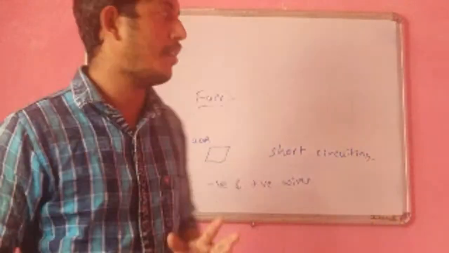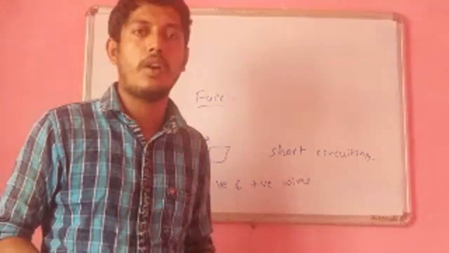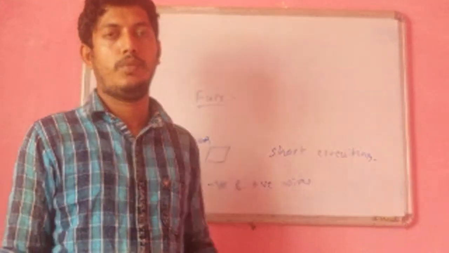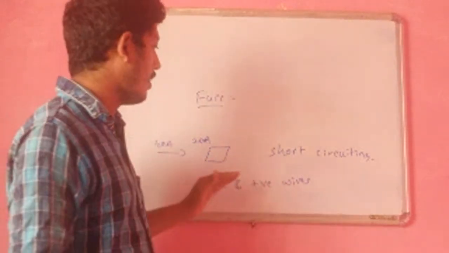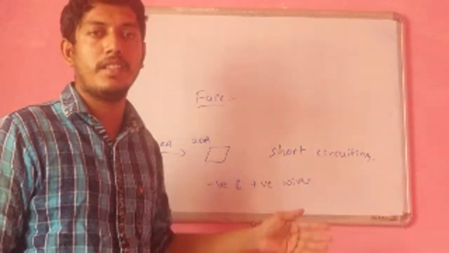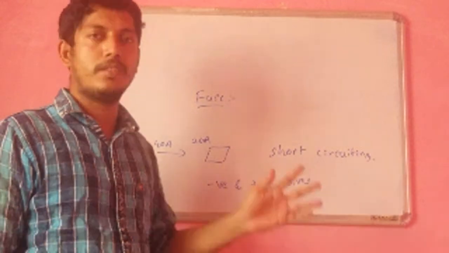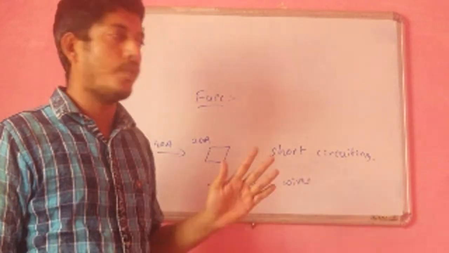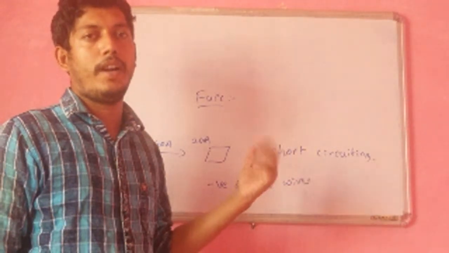So, what is the reason for short circuiting? The live wire and the neutral wire come in direct contact. When the live wire and neutral wire come in direct contact, then suddenly what happens? Overloading happens. Overloading means an increase in the electrical energy at a particular position or in a particular circuit, and because of that a short circuit happens, or suddenly fire comes.